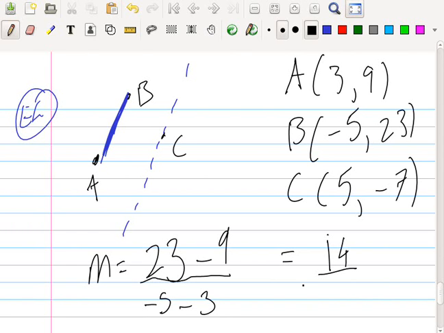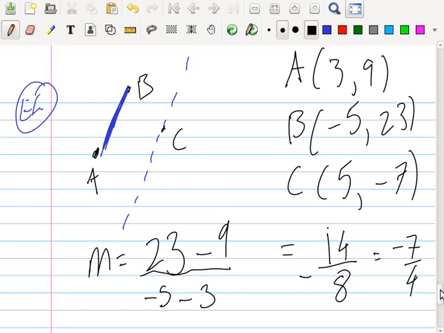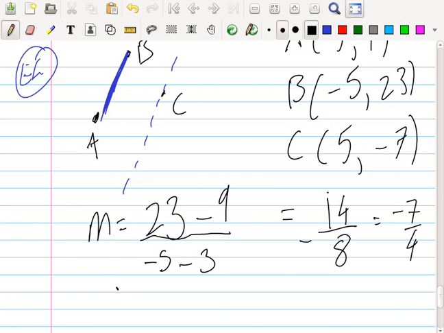14 over 8 minus 7 over 4 is as good as it gets? Yeah. Okay, so we have the slope of A and B. So we can now say for this line here, y equals mx plus c.